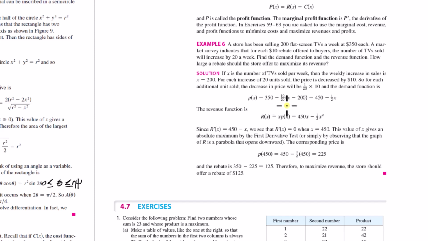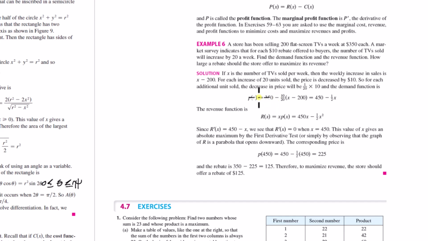And the demand function is, for the X minus 200, the number of additional units sold beyond 200, you can decrease the price by 50 cents for each one of those units. So the original price is 350. I guess they're assuming X is always greater than 200. I guess it doesn't have to be, because if X is less than 200, then you'll increase the price. Okay, so you see what they're saying here?